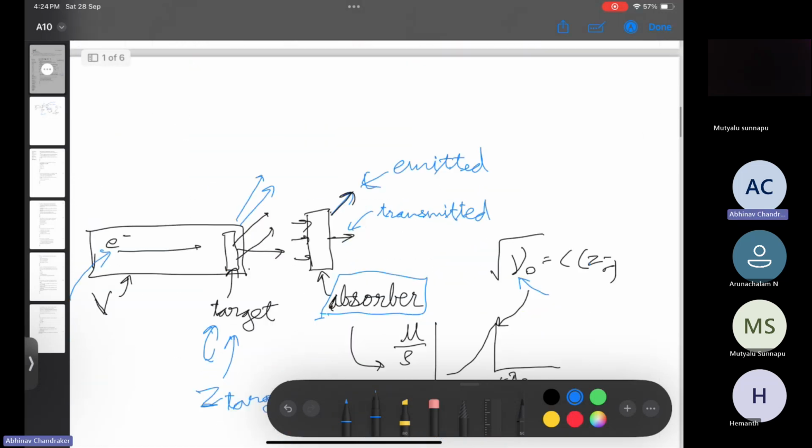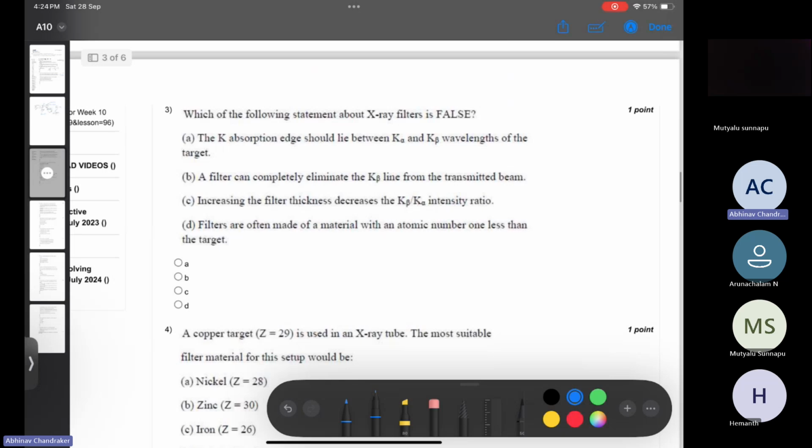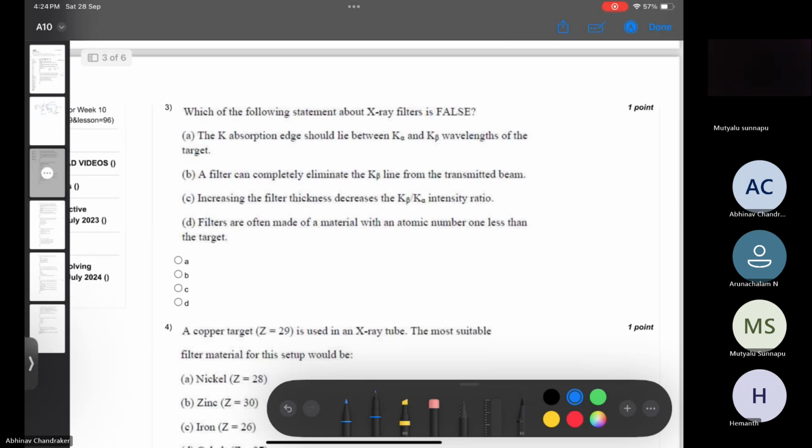If this is clear, we'll go to the next question. Which of the following statements about X-ray filter is false? So we have already discussed this in the recap of the lecture. If any of you know the answer, you can let me know.